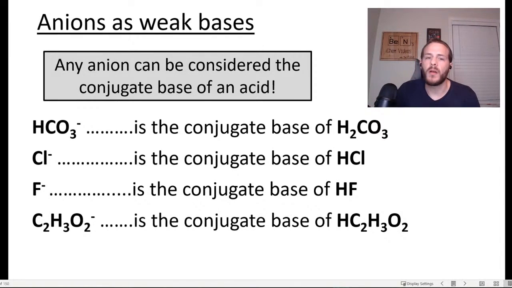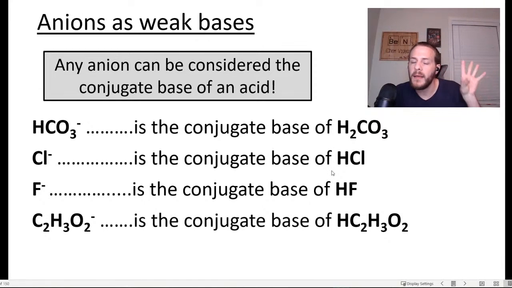And the important thing to understand about anions is that any anion can be considered the conjugate base of an acid, right? So if I have the bicarbonate ion, as we've just seen, you can consider that the conjugate base of carbonic acid, H2CO3. If I have the chloride ion, Cl-, well, that would be the conjugate base of HCl. F-, that would be the conjugate base of HF. If I have the acetate ion, C2H3O2-, well, that's the conjugate base of acetic acid, HC2H3O2, right?